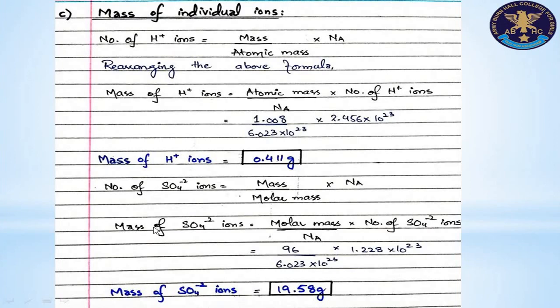Similarly, with the help of the same formula, we can get the mass of sulfate ions. After rearranging the formula, the mass of sulfate ions is equal to molar mass multiplied by number of sulfate ions divided by Avogadro's number. After putting in all these values, the mass of sulfate ion is equal to 19.58 grams. So with the help of the formula for the calculation of particles, we can calculate the number of molecules of sulfuric acid. We can also calculate the number of hydrogen ions and sulfate ions, and also the masses of these individual ions.